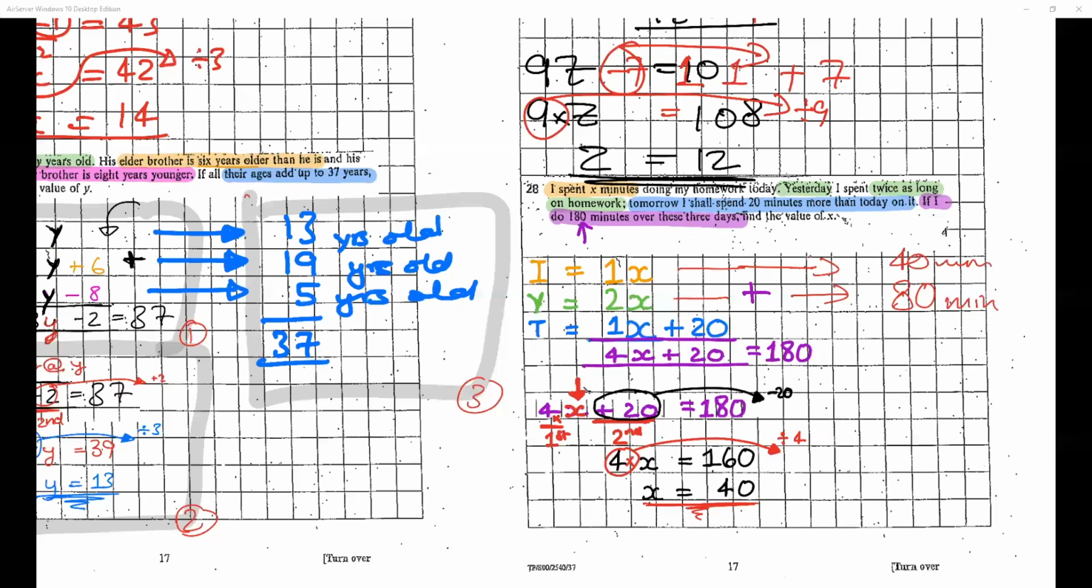Okay, how much do we spend tomorrow? Tomorrow was x plus 20. So it'll be 40 plus 20, which is? Oh my days, 40 plus 20 is taking that long. 60. Okay, 60. Yeah, we finally got there.